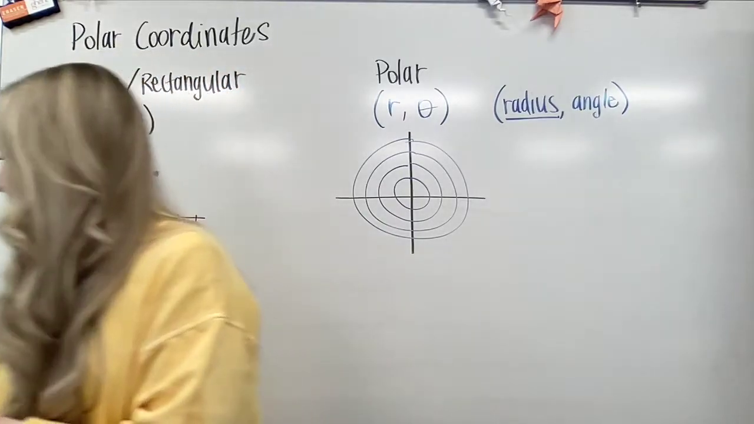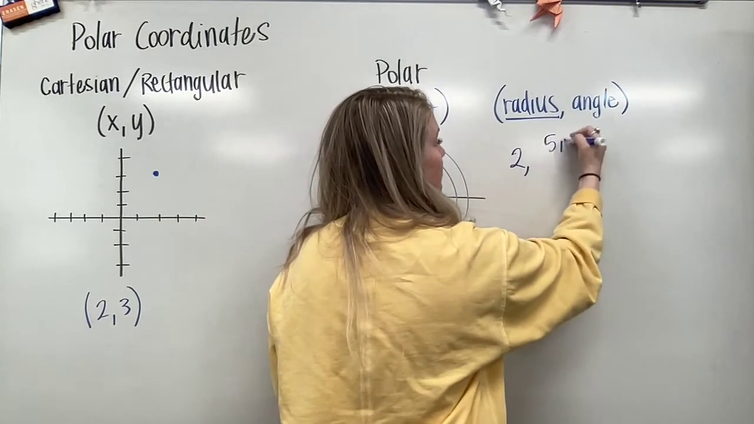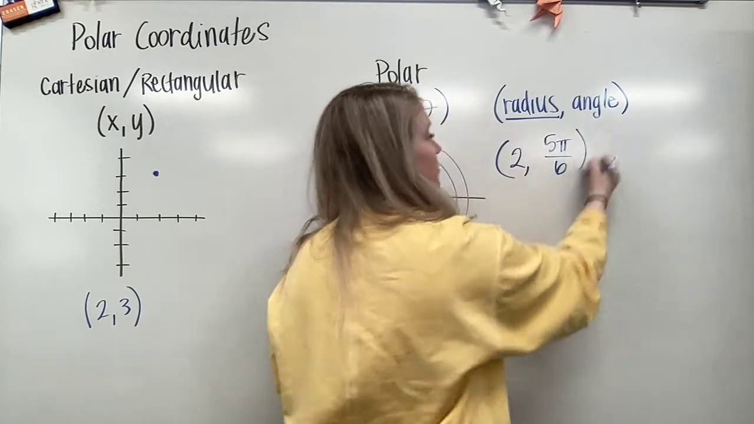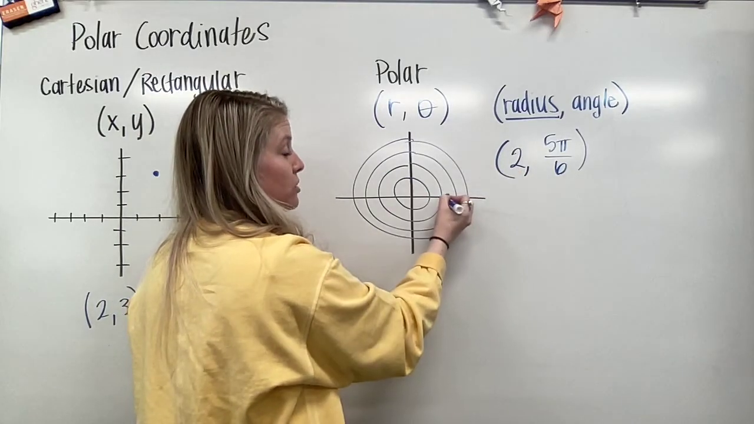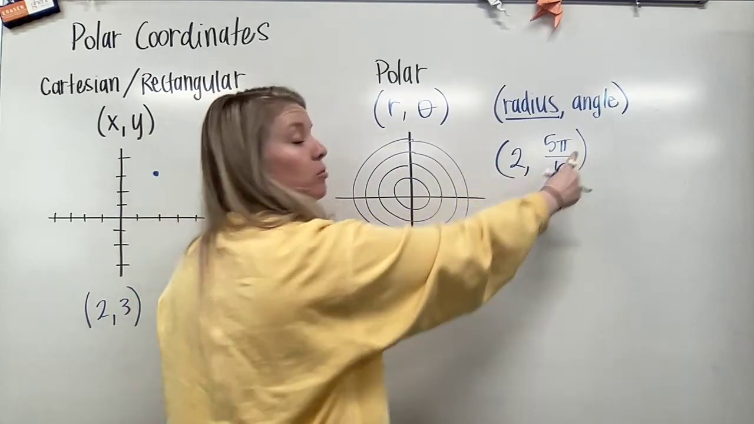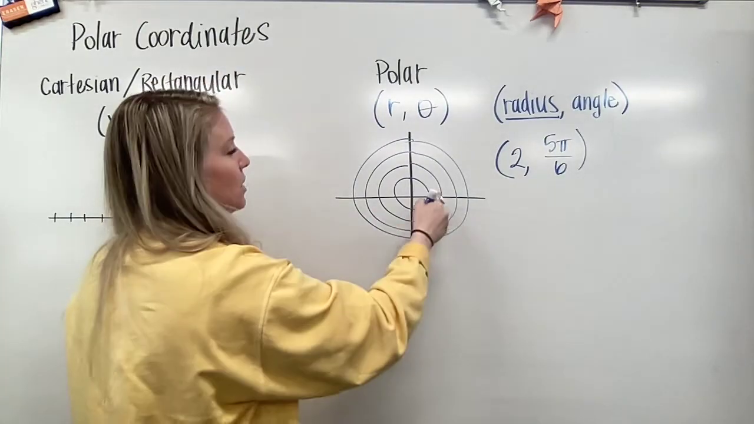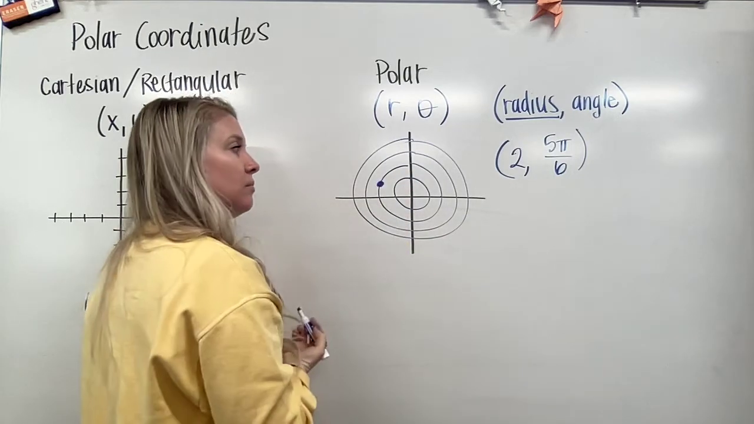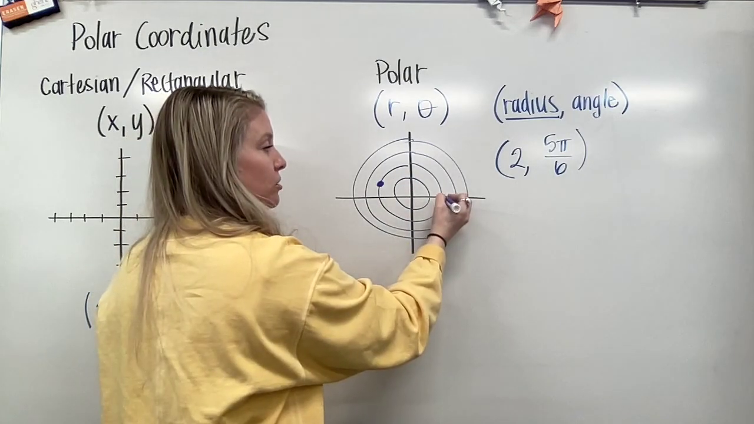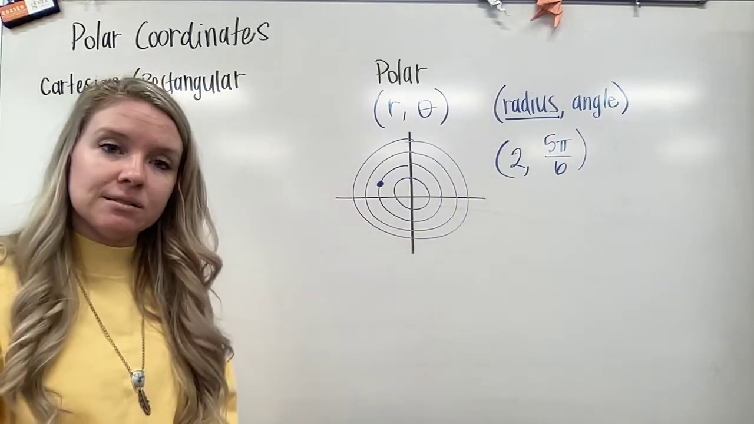So, for example, let's say we have the point (2, 5π/6). So what that means is my radius is 2, so I'm going to go to my 2 circle, and I'm going to rotate 5π/6. And if you remember our unit circle, we know where that is. 5π/6 is about here. So I started here at 2, and then I rotate around that circle to 5π/6.